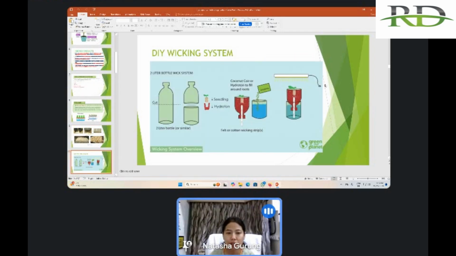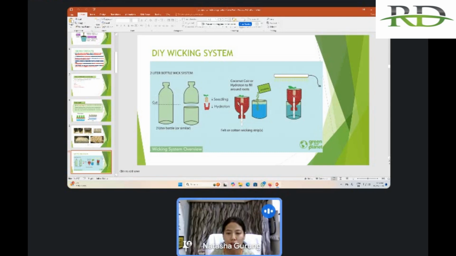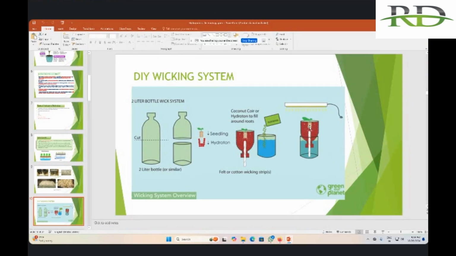Anyone can do a wick system. You can just take a 2-liter bottle and cut it into 2 halves, and drill a hole in the cap. Then in the water you can put the nutrient solution, and then put any soilless media, any coco peat or coconut coir, and put your plants and the wick on it, and the wick will absorb the nutrients and give them to the plant. This is a simple DIY wicking system. You can even do it at your home.